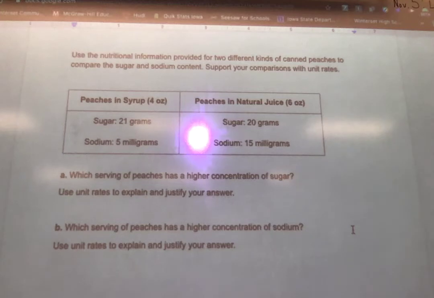Lesson 7.5, we're going to be using some unit rates to help us decide which drink here has more sugar and which one has more sodium per unit of volume. We're going to be dealing more with that unit rate because if we get to that, it's pretty easy to compare.